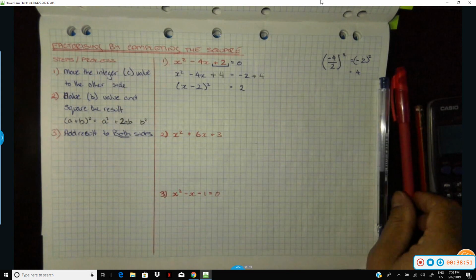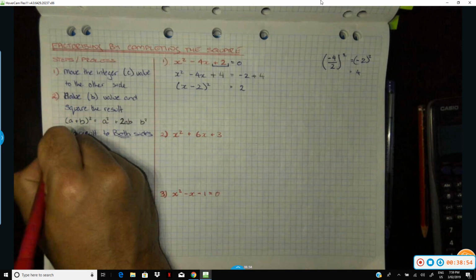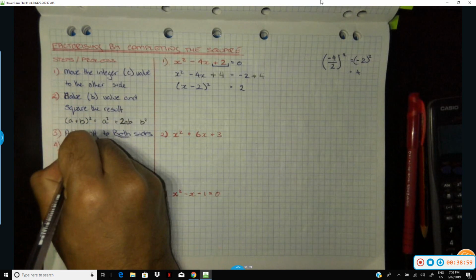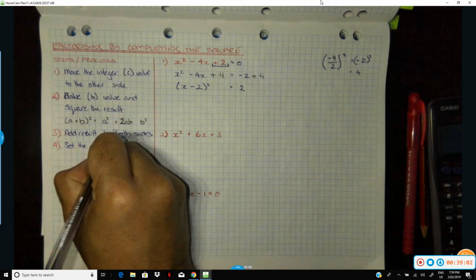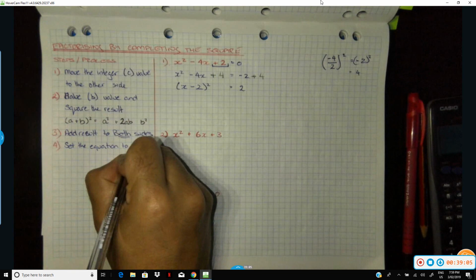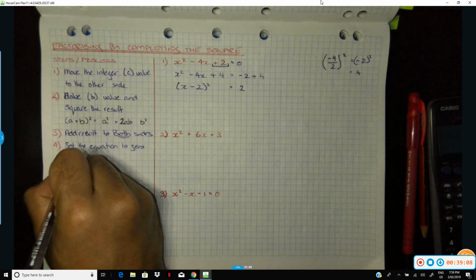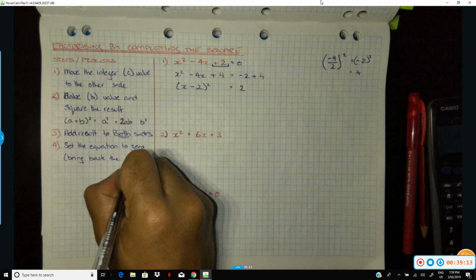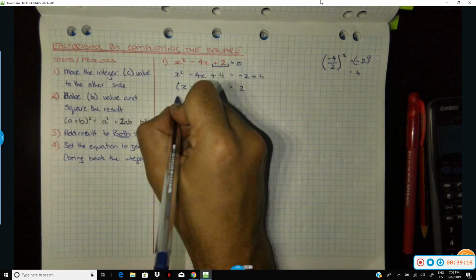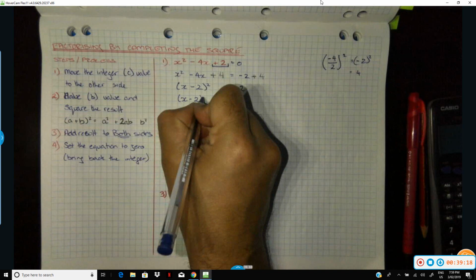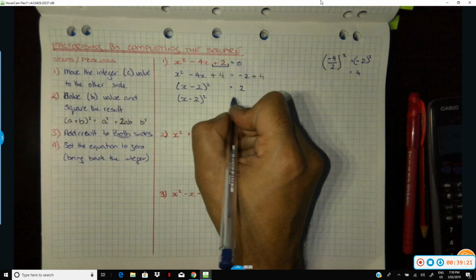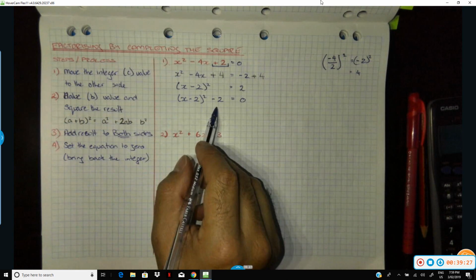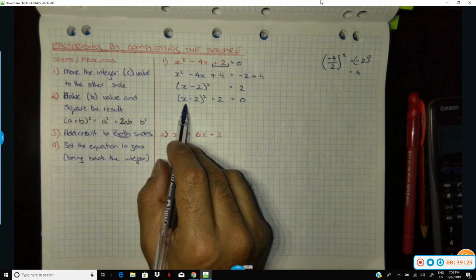Now, set the equation to 0. And that's by bringing back the integer. Bring back the integer. So we've got x minus 2 all squared. Bringing that back was subtracting 2. Now all of a sudden with this one we actually now have a difference of 2 squares.